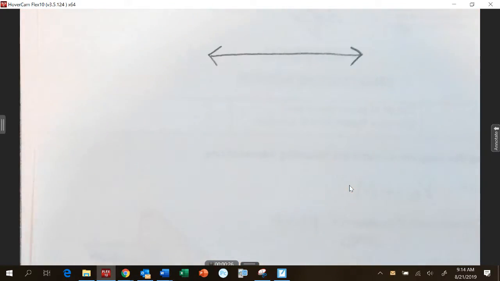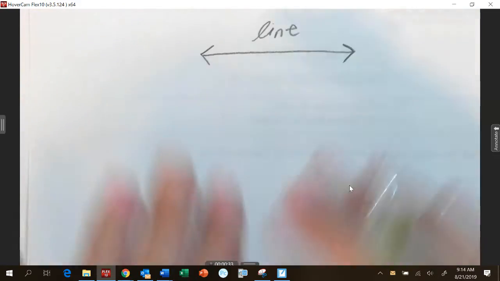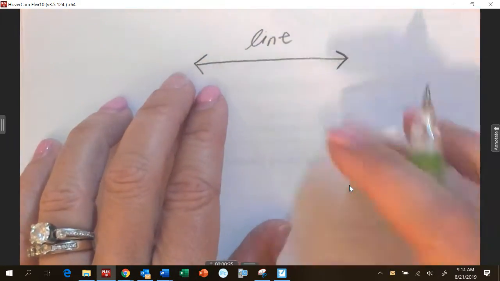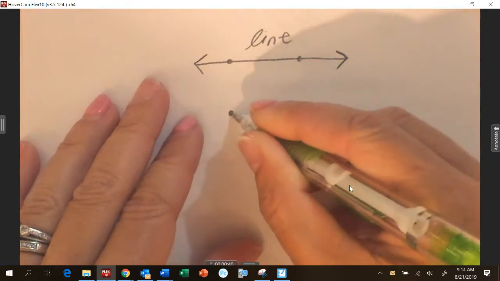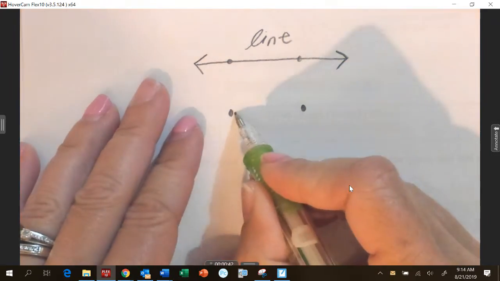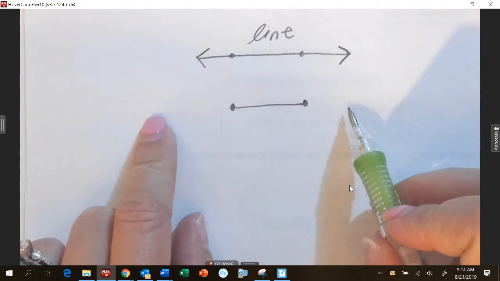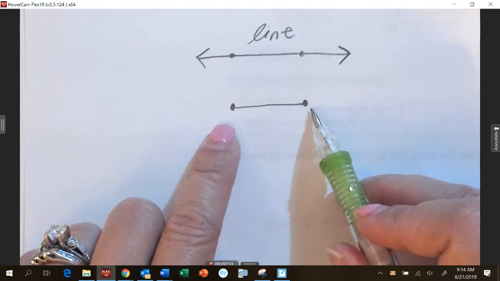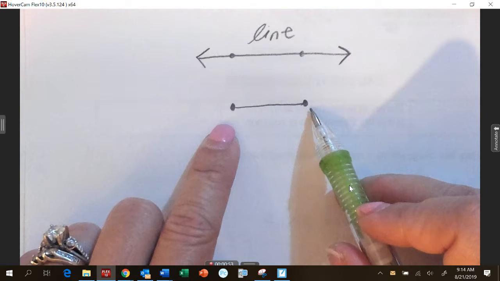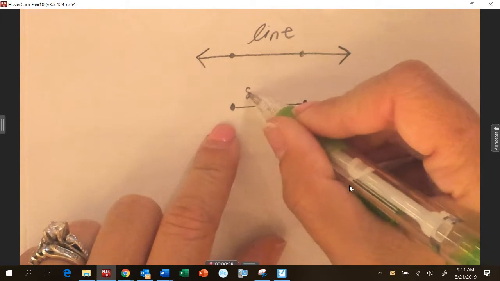What did I just draw a picture of? That is a line. But what we're going to do to this line today is I'm going to take it and give it end points. So the arrows are gone. That tells me that this line does not go on forever, and therefore we're not going to call it a line anymore. Or you can use the word line, but it is now a line segment.